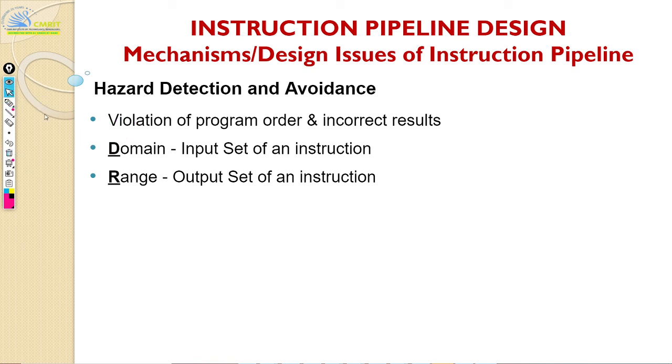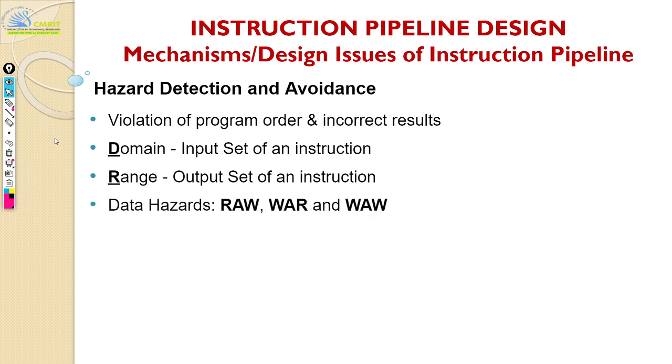What are hazards? Hazards are nothing but your read after write, write after read, and write after write hazards. So these are the different ones. If you have these dependencies but still don't follow them, then it means you have a data hazard. And this is your flow dependency. RAW is your flow dependency.